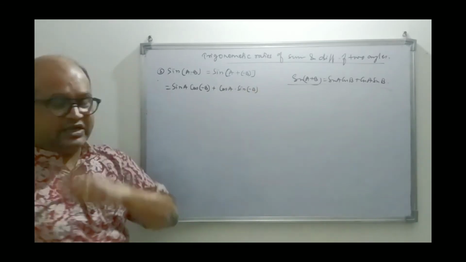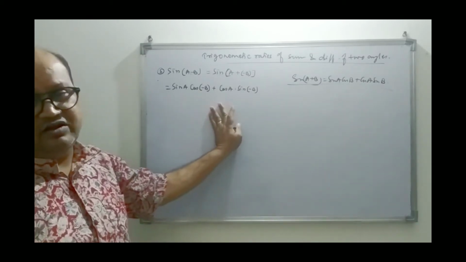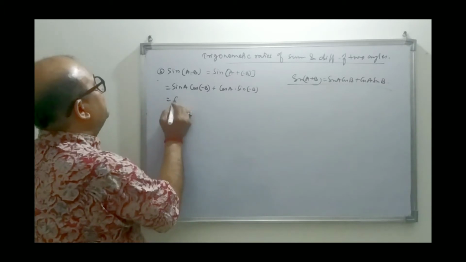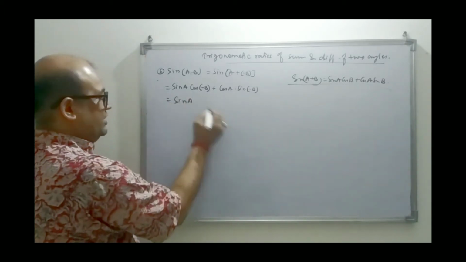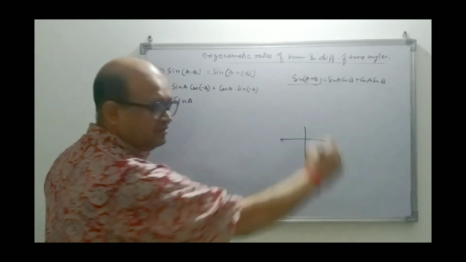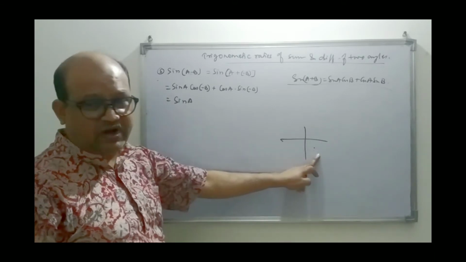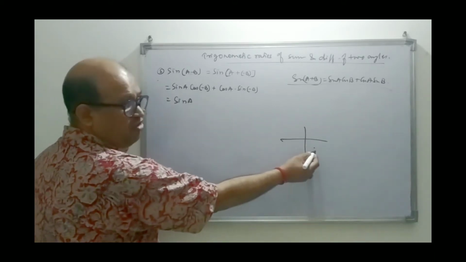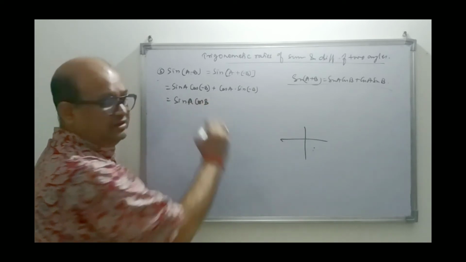Now I taught you the values of all trigonometric identities in different quadrants. So what do I get here? Cos minus theta equals cos theta, because it comes in the fourth quadrant. These A, B are all acute angles, so it comes in the fourth quadrant. In the fourth quadrant, cos is positive. So cos minus B is cos B.